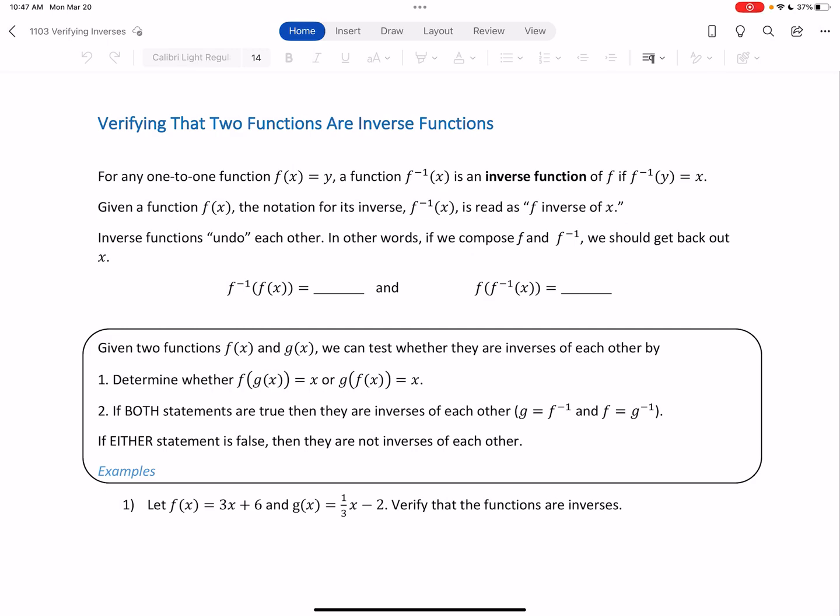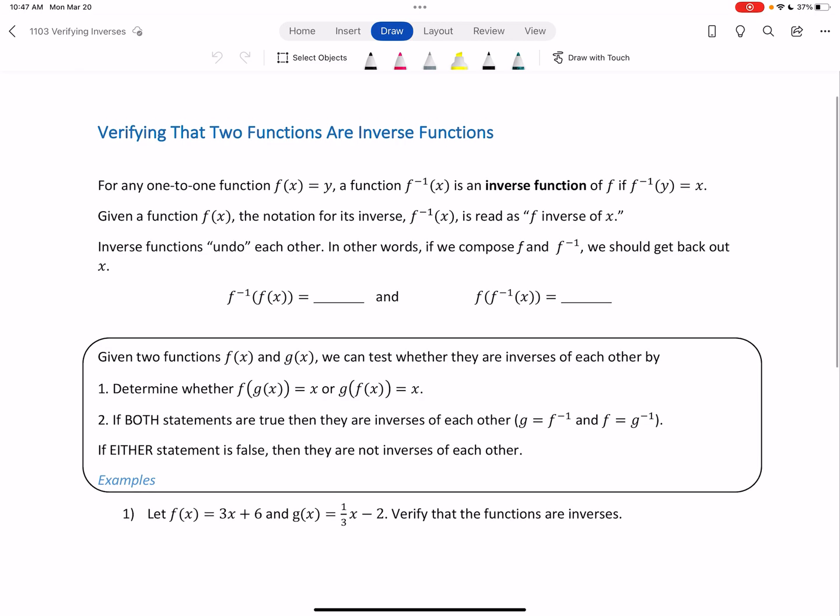All right, let's continue by talking about inverse functions. When you think about inverse functions, what you want to think about are the undoers. So an inverse function is an undoer. For instance, addition and subtraction are inverse functions. Multiplication and division are inverse functions. Squares and square roots are inverse functions.